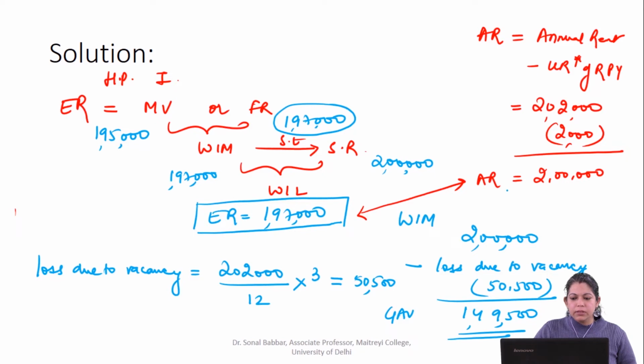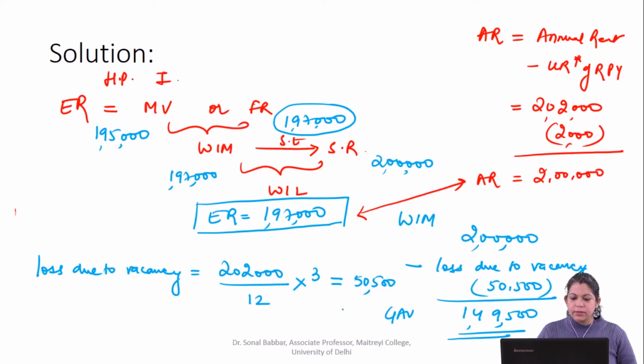Then this has to be compared with actual rent, which is annual rent minus unrealized rent of the relevant previous year, provided the conditions of Rule 4 are satisfied and the question specifies the Rule 4 conditions have been satisfied. So we take the annual rent, the rent of the previous year for which the property is available for letting. So it is 2,02,000 minus 2,000, and that gives us 2 lakh rupees. Between the two, we take higher, and 2 lakh is the higher, so we continue with that figure, and we subtract loss due to vacancy here, which is 50,500.